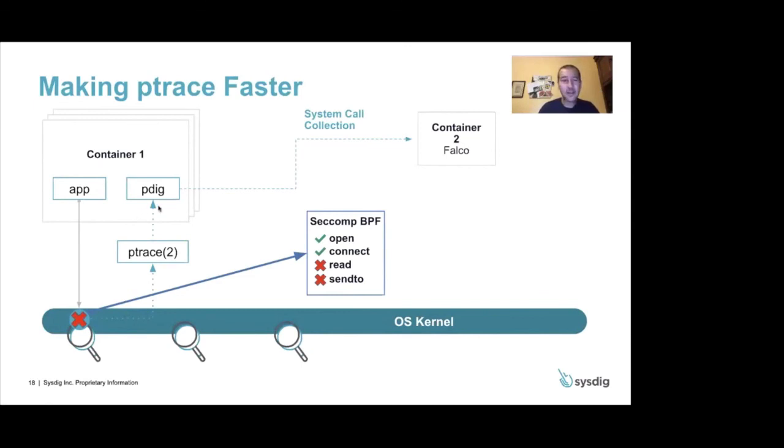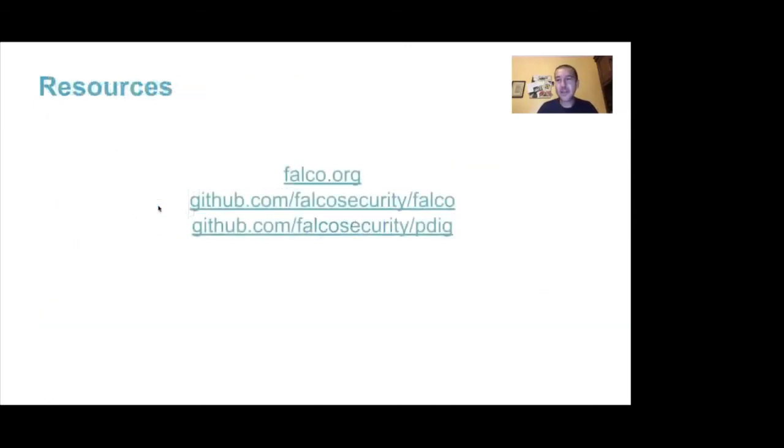For the moment, I'm just giving you a few links if you want to play with this. In particular, everything about Falco is on falco.org, and anything that I showed in this demo is already available for the community under the Falco organization, and can be downloaded from GitHub. This is where you download and install Falco from GitHub, and this is where you find PDIG on GitHub.